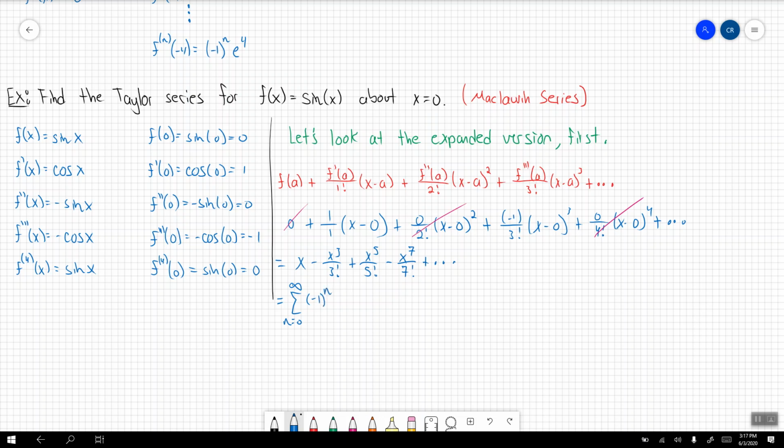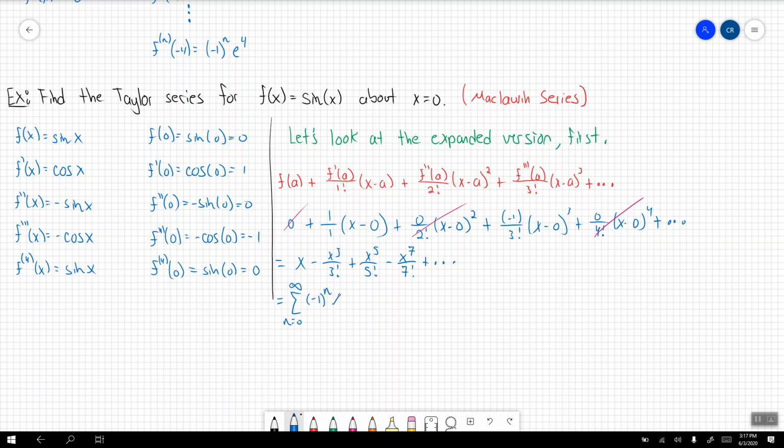Let's do negative 1 to the power of n. Let's double check. Negative 1 to the power of 0, that's 1, so that's perfect. n is equal to 1. Negative 1 to the power of 1 is negative. All right, next one's positive, negative. Okay, so this captures the alternation.